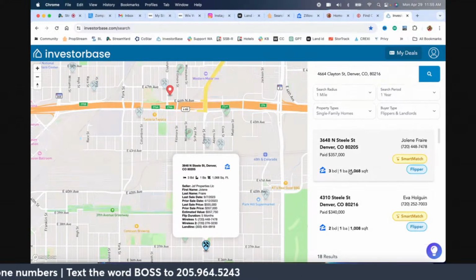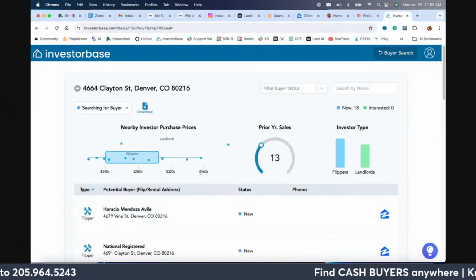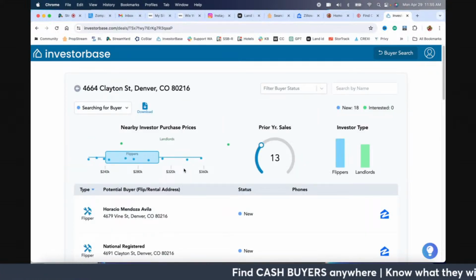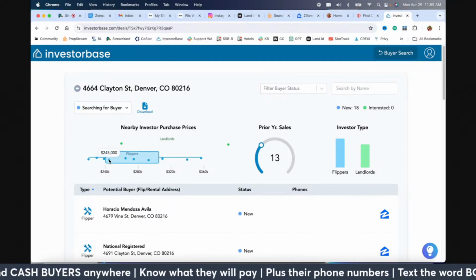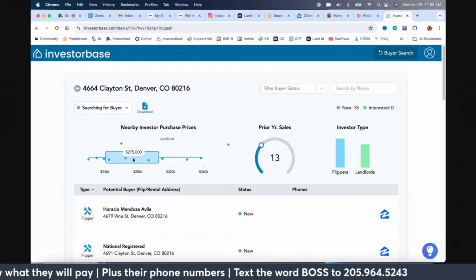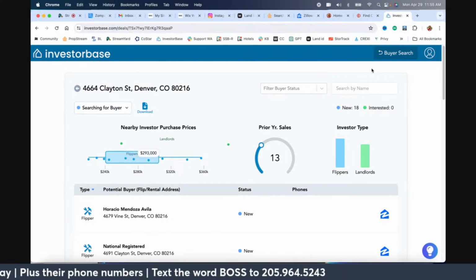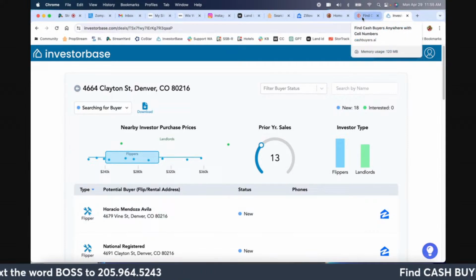Okay, so we got 357. Let's just go over here real quick, see what we got. All right, so a lot of flipper activity in here. Most of it is coming from there. So the bottom is around 240 or so, 245, 265, 275. All right, how many did it pull up? 18.